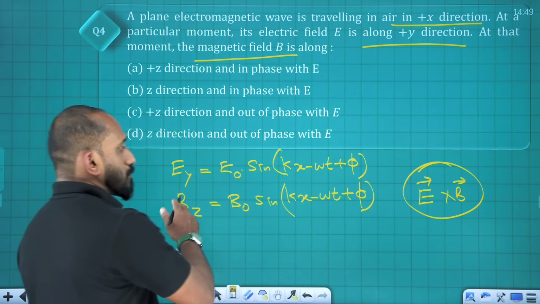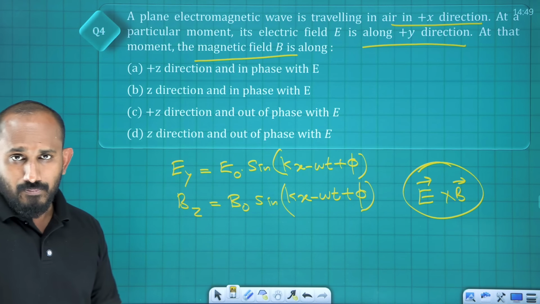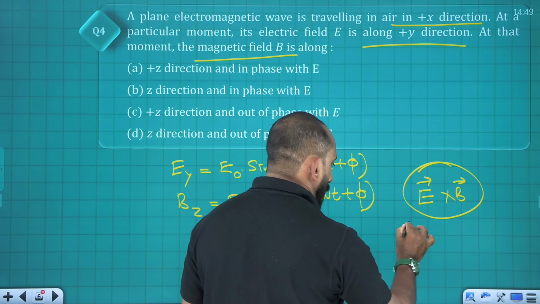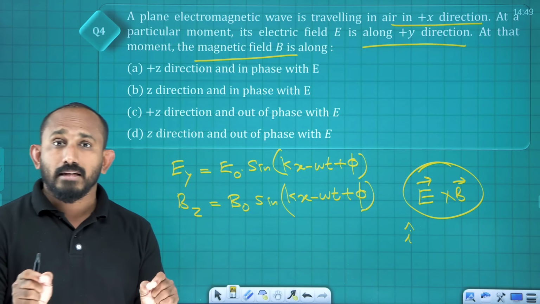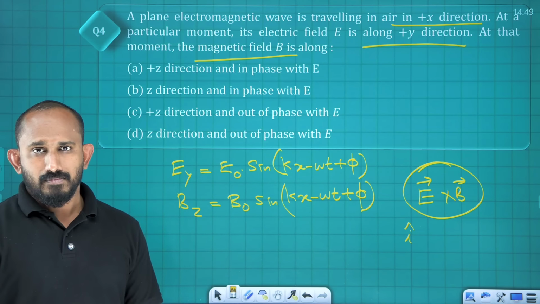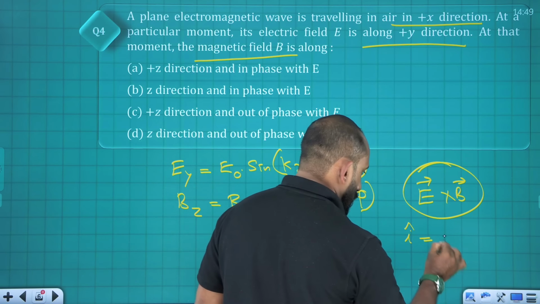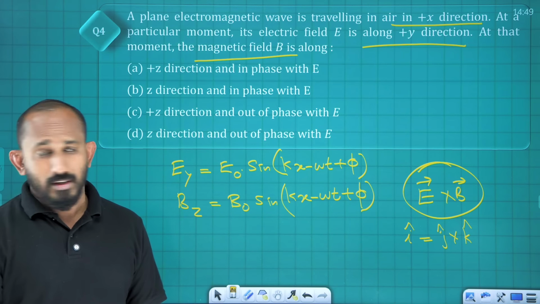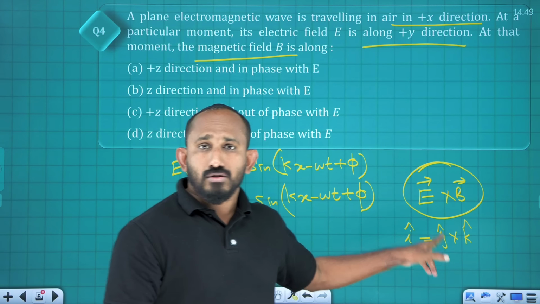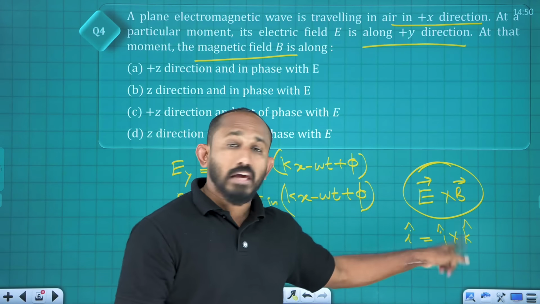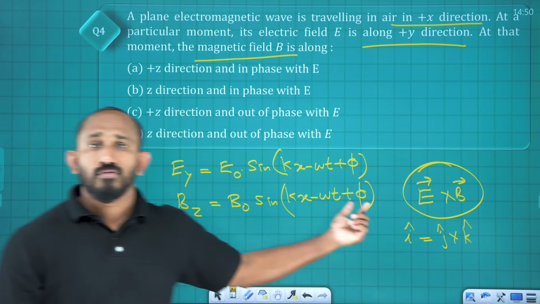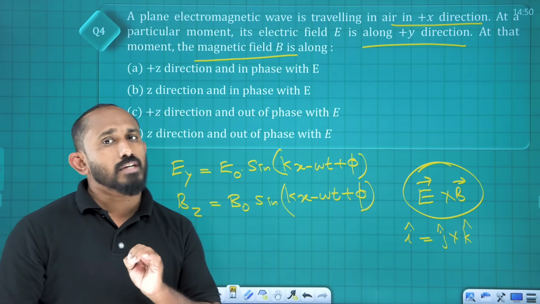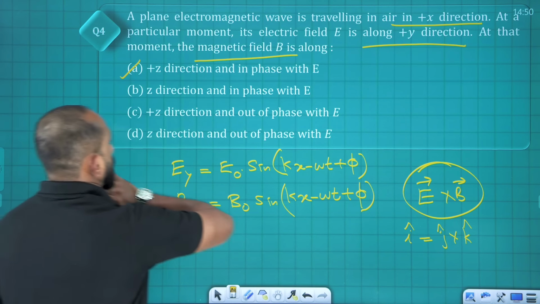Suppose the electric field is along the positive y direction and the wave travels along the positive x direction. So positive x, the I cap, is the direction of propagation of the wave. That equals J cross K. J cross K is equal to I, we know it. So positive J is the direction of the electric field vector, then positive K will be the direction of the magnetic field vector, along the z direction. So that will be along the positive z direction. So A is the correct answer for this.